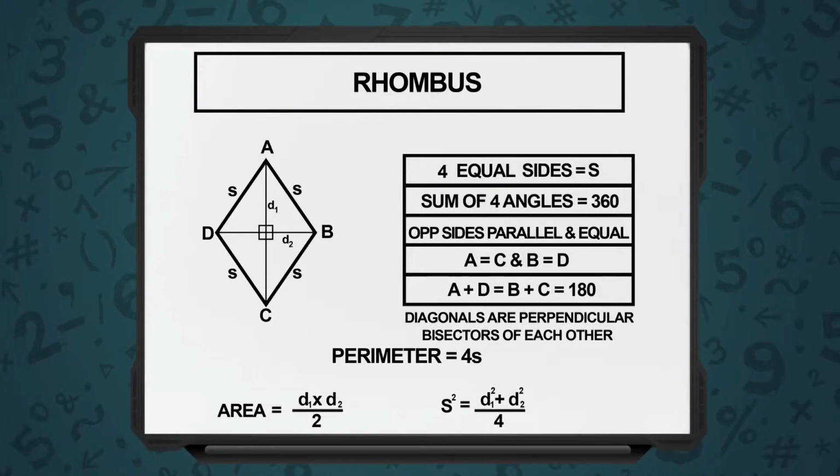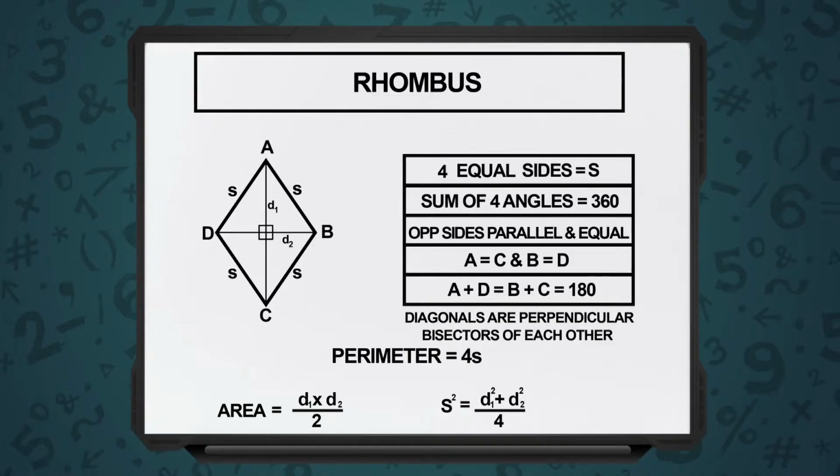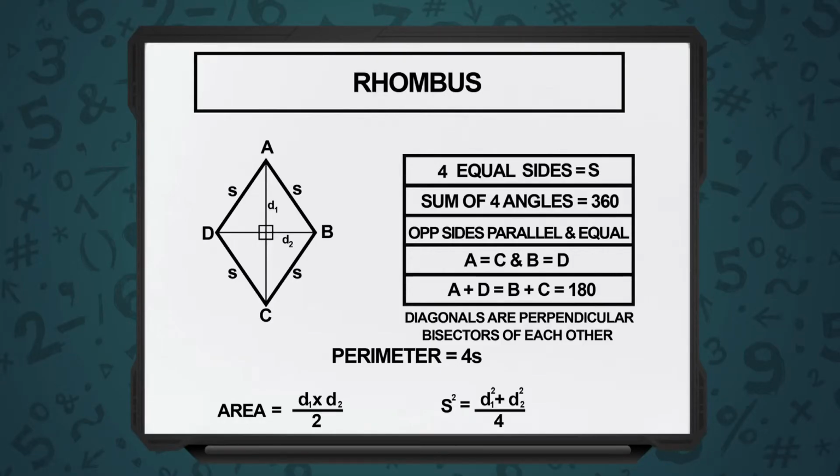Okay. One more property over here. Diagonals of a rhombus are always perpendicular bisectors of each other. You will have one longer diagonal and one shorter diagonal. That is because of the diamond shape, and they are perpendicular bisectors of each other. Let us say the length of side of a rhombus is S. Perimeter, which is the sum of all four sides, will always be equal to 4S.